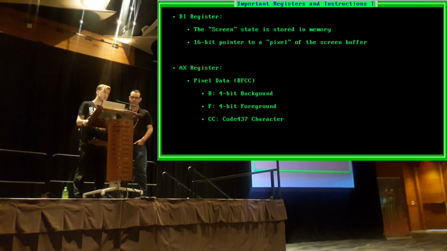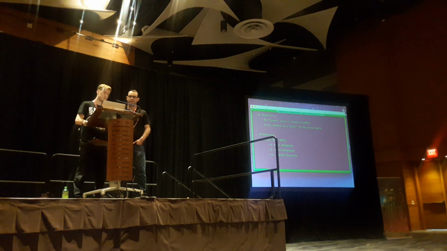So I should say, I might have misspoke. DI is the location on the screen of where that pixel goes. The AX register will be the pixel data, AX being a 2-byte register, so you have the 2 nibbles for your colors and the last byte for your character. So before doing the STOSW instruction, you just put into DI where you want it, and into AX what you want it to be, and you do the STOSW, and it puts it on the screen, and that's it.